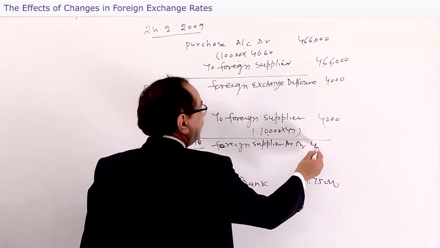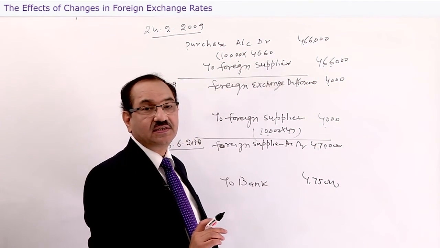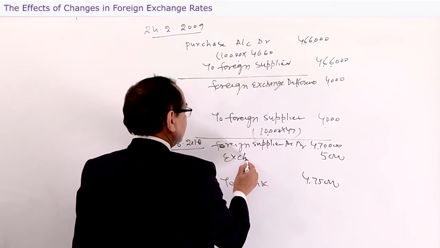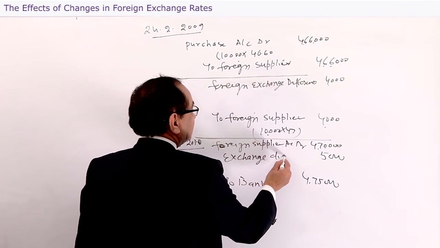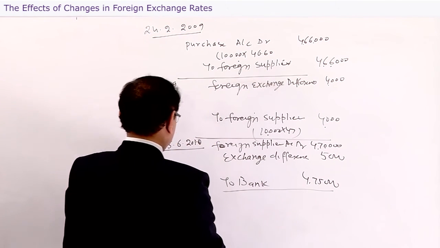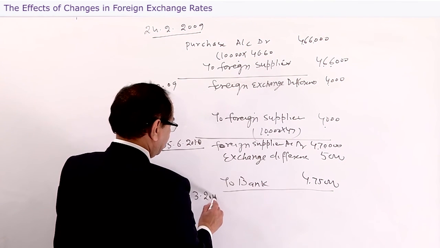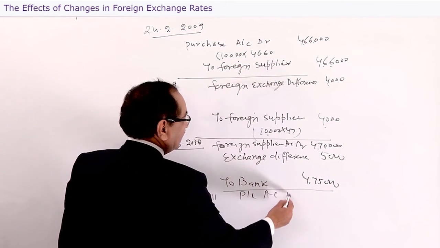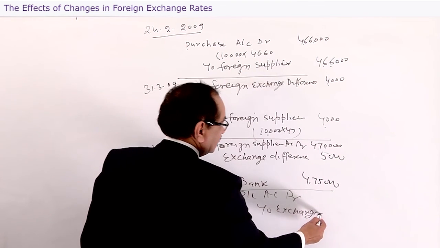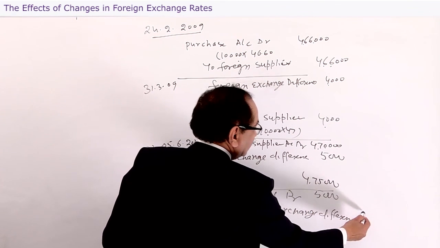The foreign supplier account will be debited by 4,70,000 because we have only credited it 4,70,000, and this 5,000 difference will go again to the exchange difference. This exchange difference will ultimately be written off in the profit and loss account on 31st March 2011. You will pass an entry: profit and loss account debit to exchange difference. That will be 5,000 here.